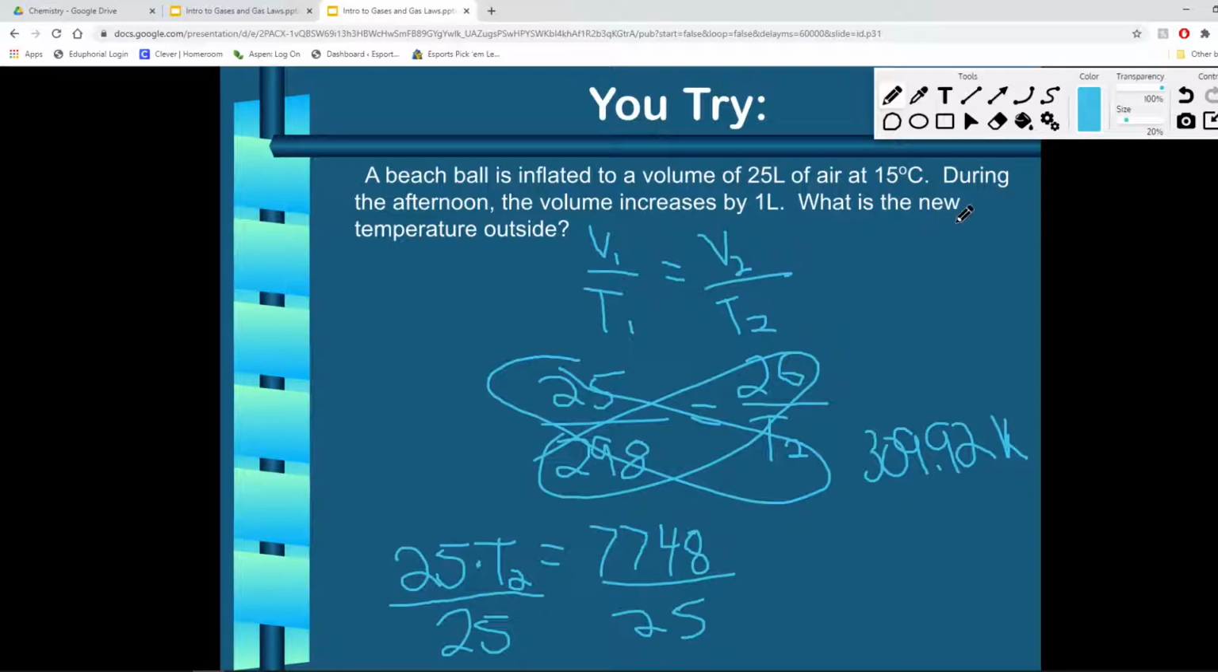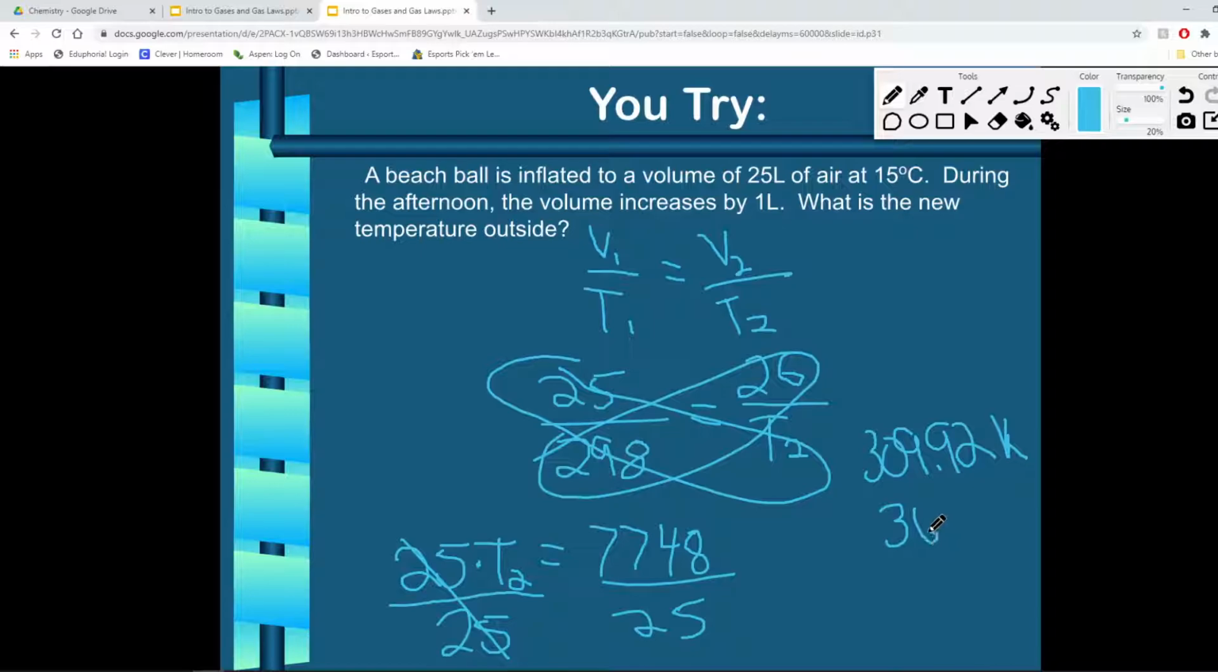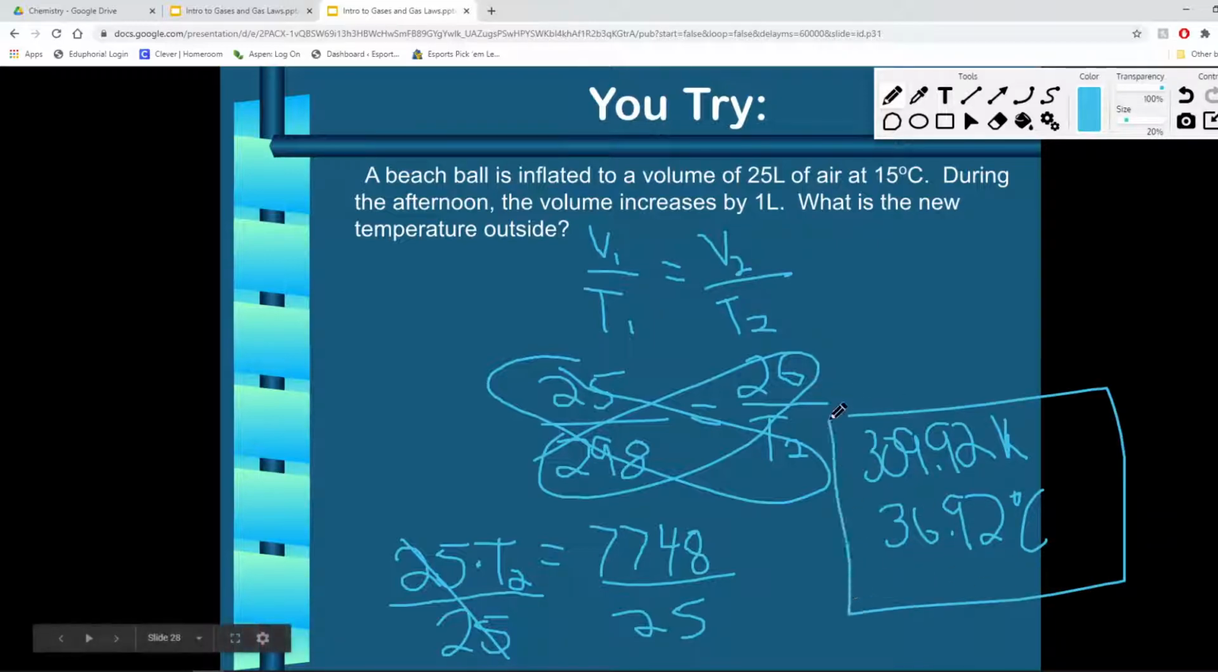All right, and this one doesn't ask you for a specific one. It doesn't ask for Celsius or Kelvin. So you could leave it like this and you'd be fine. Or you could convert it to Celsius if you wanted to by subtracting 273. And then you'd have 36.92 degrees Celsius. So either one of these two answers here is fine. All right, so that is Charles' law. It's the relationship between volume and temperature when pressure and mass are kept the same.